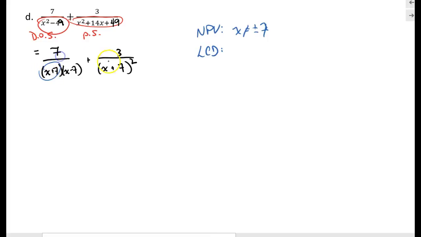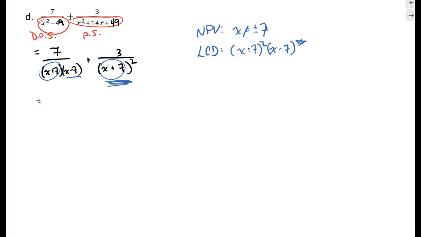So I have x plus 7 showing up in both, but I actually have it twice here. So I need it to show up twice in my common denominator. In addition to that, I still also need my x minus 7. So I'm going to have a trinomial in the denominator. When we run into this scenario, you are more than welcome to leave it in factored form.